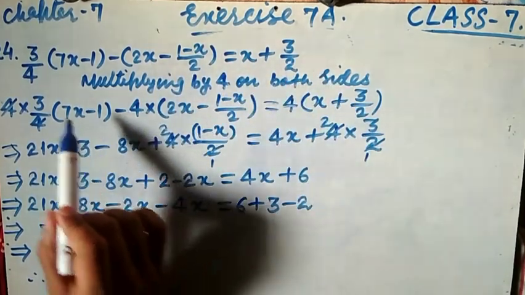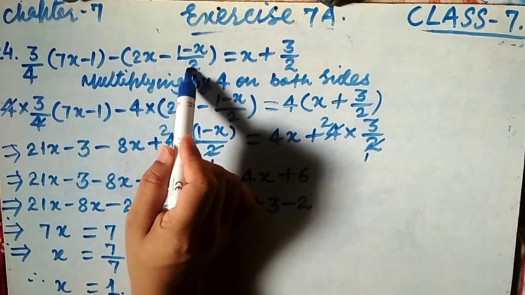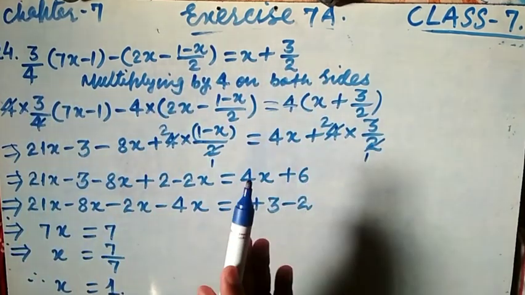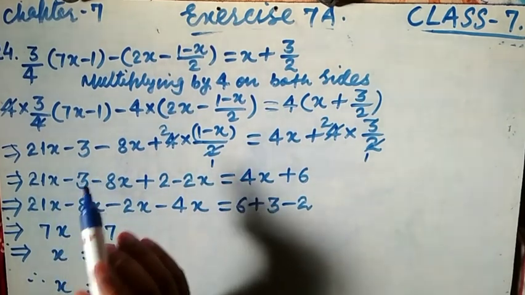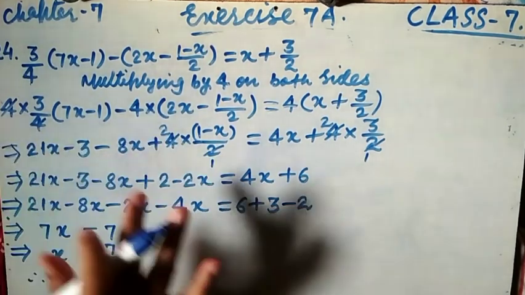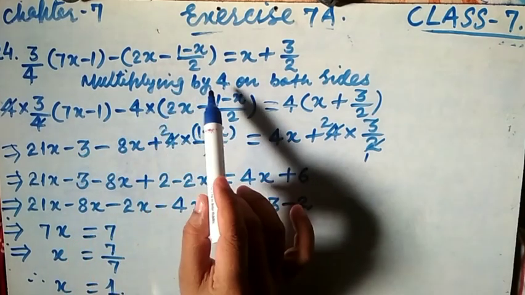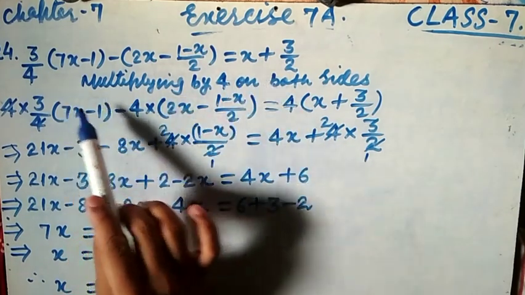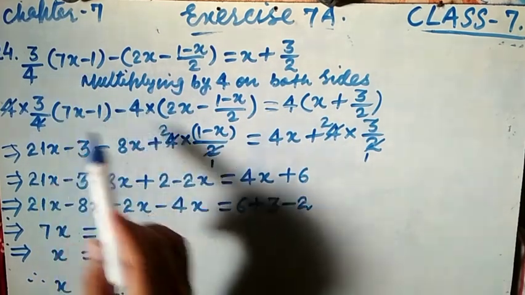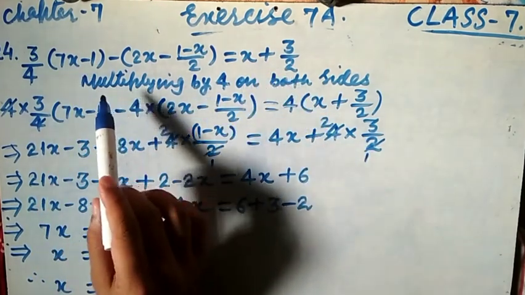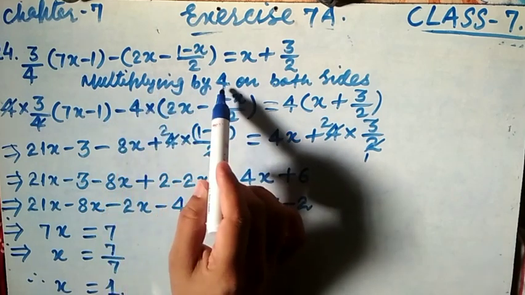Now first see, here are the denominators 4, 2 and 2, and we have to remove these denominators. Then these questions become very easy to solve. First take the LCM of 2, 2 and 4, which is 4. Now multiply by 4 on the left-hand side and the right-hand side as well. Here I have already written multiplying by 4 on both sides.